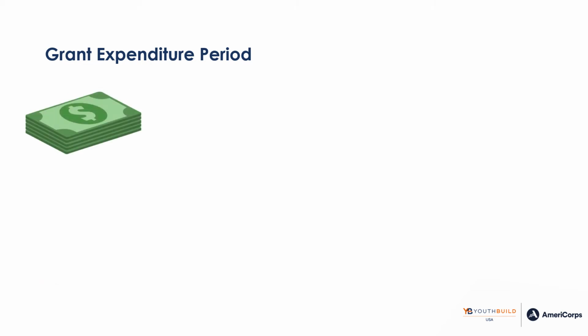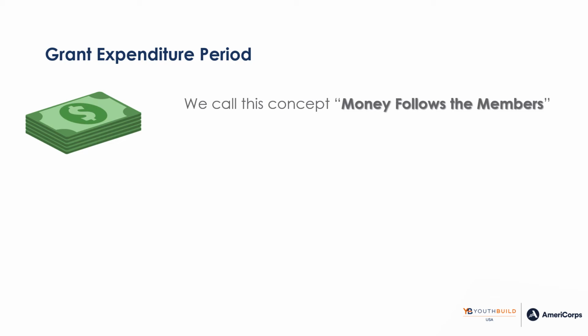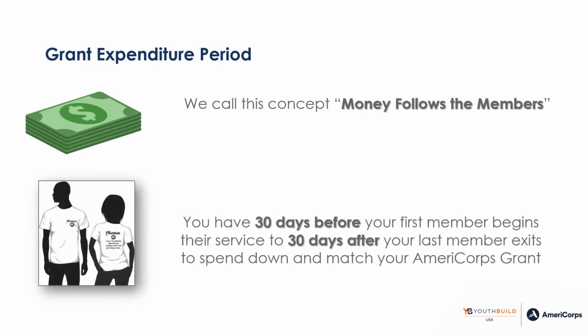We often tell YouthBuild AmeriCorps subgrantees that money follows the members. Your program has 30 days before your first member begins their service and extending until 30 days after the final member exits to spend down and to match your AmeriCorps grants. This amount of time is the grant expenditure period.